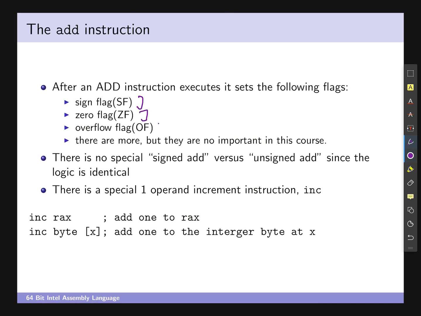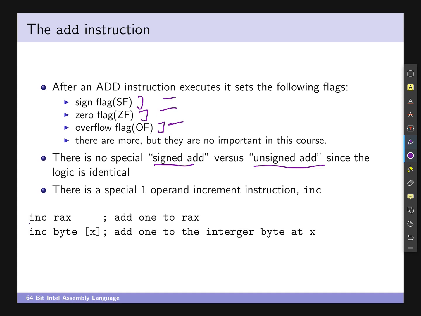The zero flag, the overflow flag: is the number that we're trying to store after the addition larger than the capacity of the register? There are a couple of others, but we'll use mostly these three when we use conditional moves and things like that. Now, there's no distinction between a signed add and an unsigned add because the logic is identical, because we use a 2's complement system.